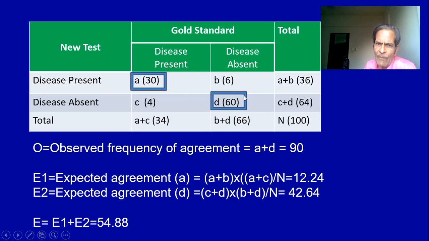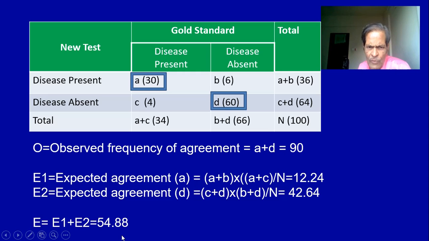And for this cell, the expected agreement is given by multiplication of this row total with this column total divided by the grand total. So C plus D, that is 64, multiplied by B plus D, that is 66, divided by 100, that is 42.64. And the total of this is 54.88.